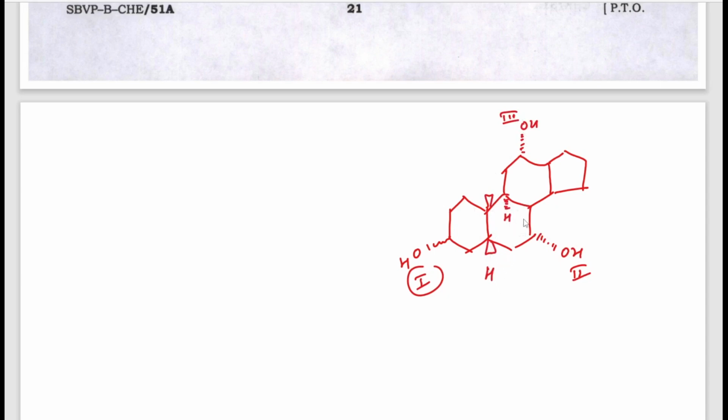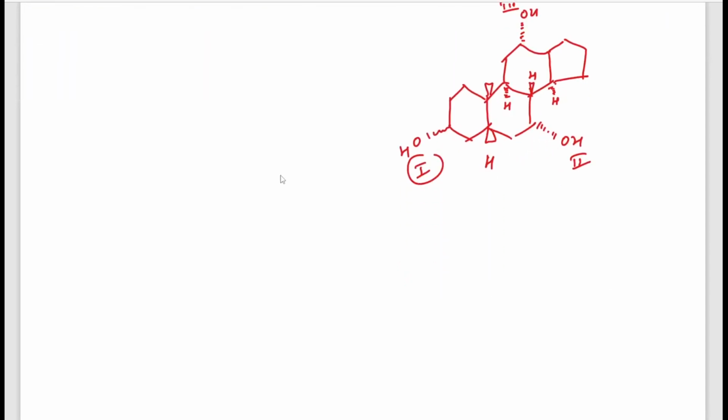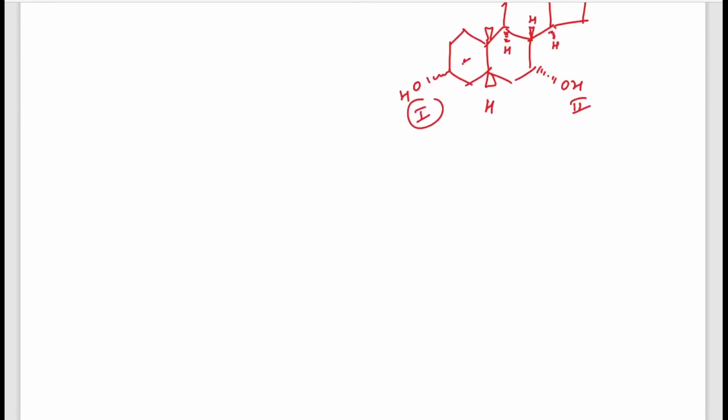This hydrogen and this hydrogen are trans to each other, and there are two hydrogens also that are trans to each other. Okay, so according to that, first of all, we will draw the structure of this ring. Okay, first ring.